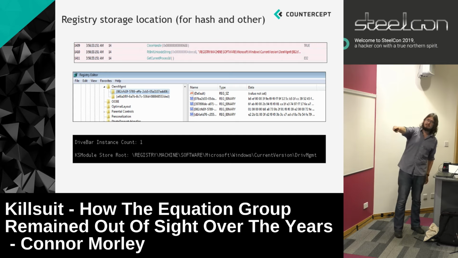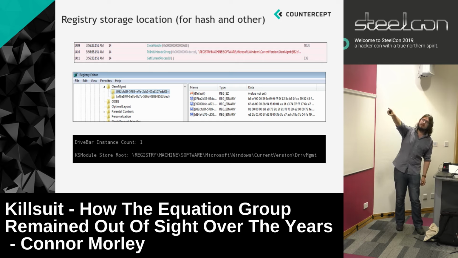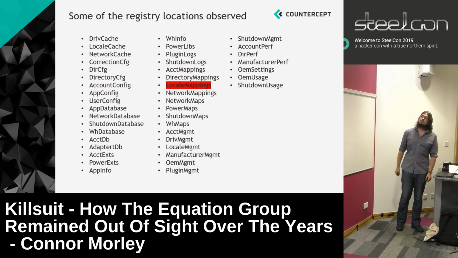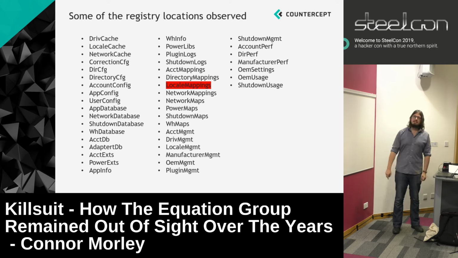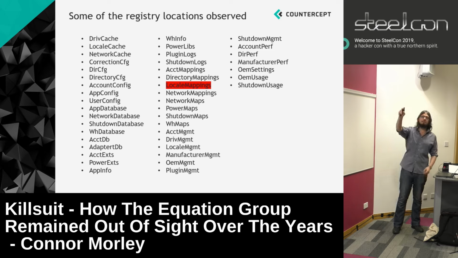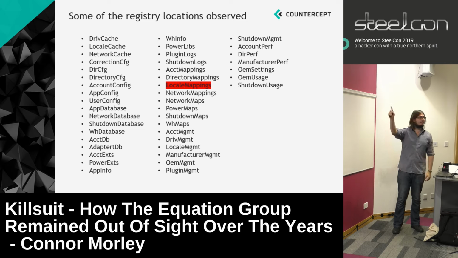And you can find down here that the KS module store root matched up to the registry that was injected into. Now, keen eyes might notice that the OEM management and drive management are actually different. That's because there's quite a few of them. This is just some of the ones that we observed during our research and our examination of the tool. But what you might notice is that it seems to be broken up into two bits. So you've got the capital letter in the top left, so you've got Driv, and then you've got Cache. And you'll see that they're repeated.